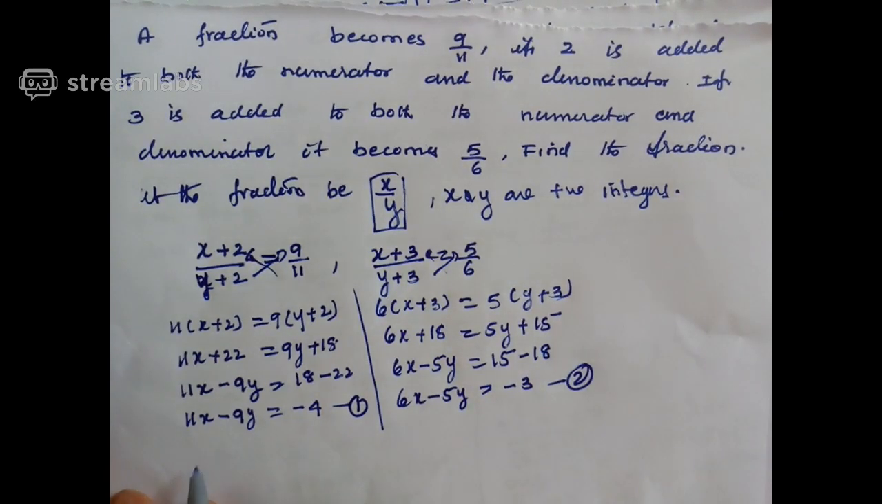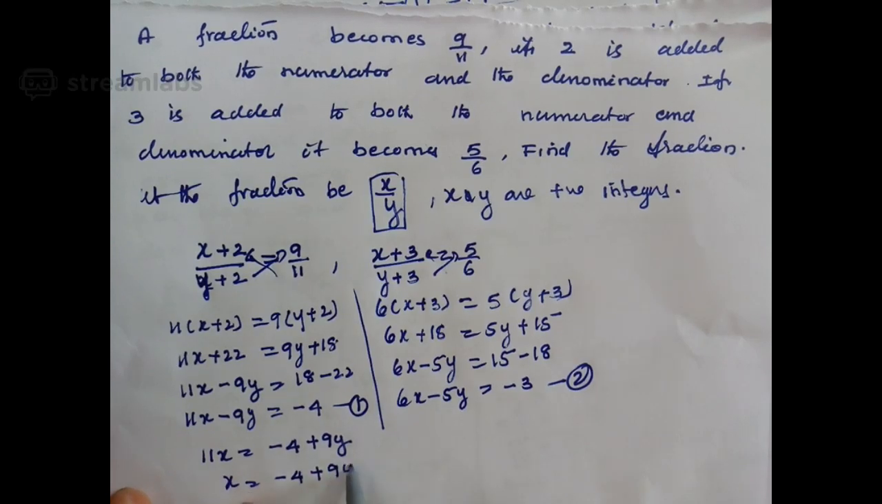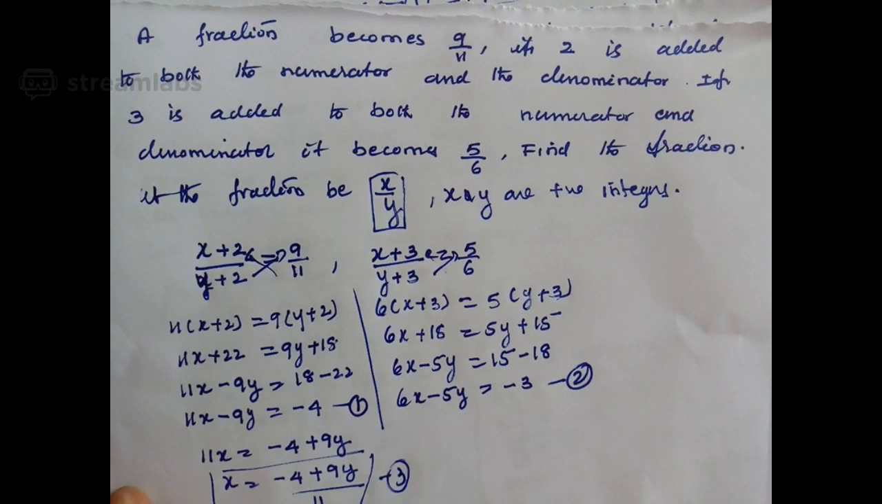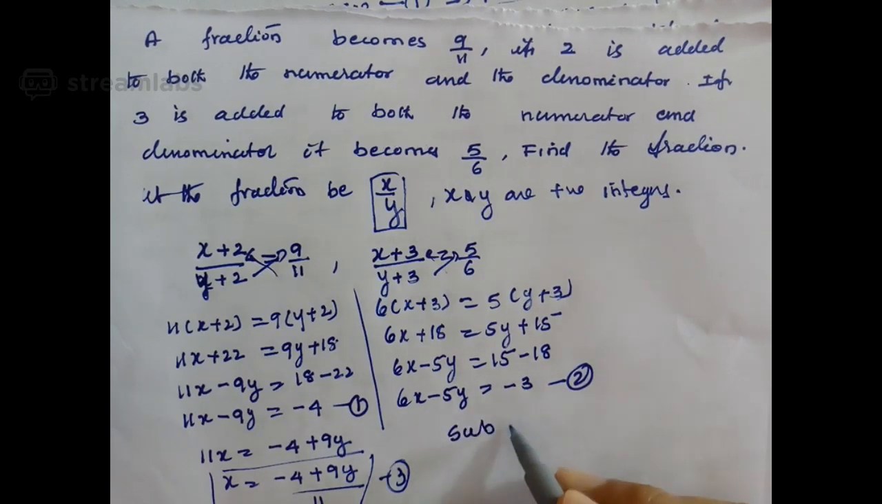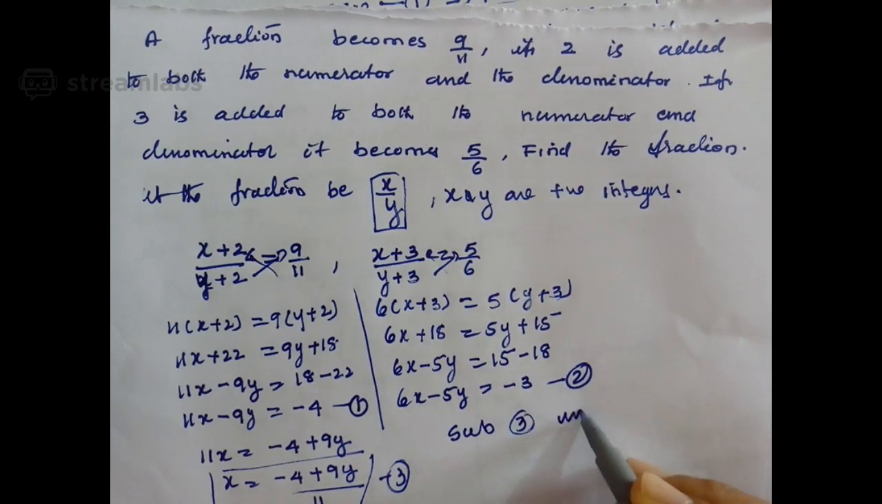Now what you have to do here, 11x is equal to minus 4 plus 9y. So x is minus 4 plus 9y, with 9y coming to this side, divided by 11. This is equation number 3. Correct? x is equal to minus 4 plus 9y by 11. Now substitute 3 in 2.